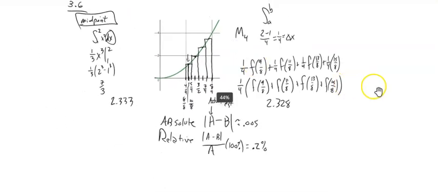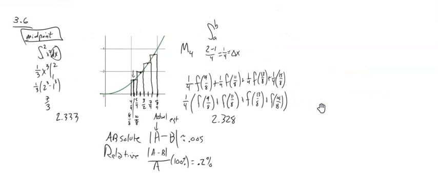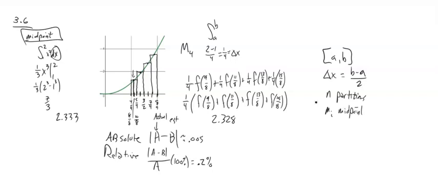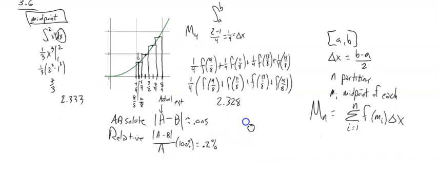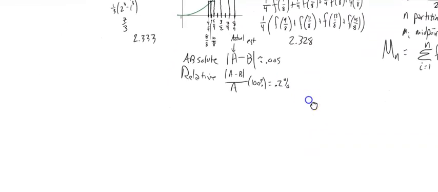If I wanted to get mathy and formulaic about it, I've got my interval A to B. Change in x is (b minus a) over n. This should look familiar from the start of the course. If I want n partitions, and m sub i is the midpoint of each partition, my midpoint approximation for n partitions would be the sum from 1 to n of that midpoint plugged into the function times the change in x. Notice that was 1/4 right there, and then adding up all of those. So that's midpoint.